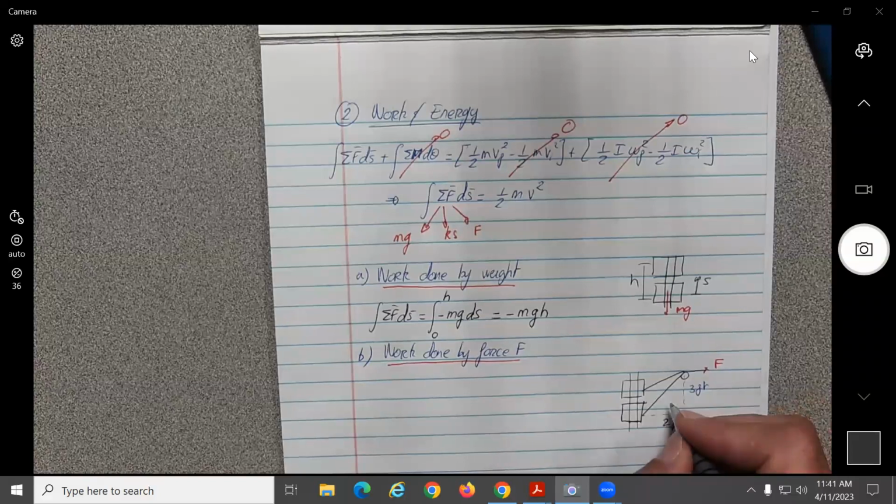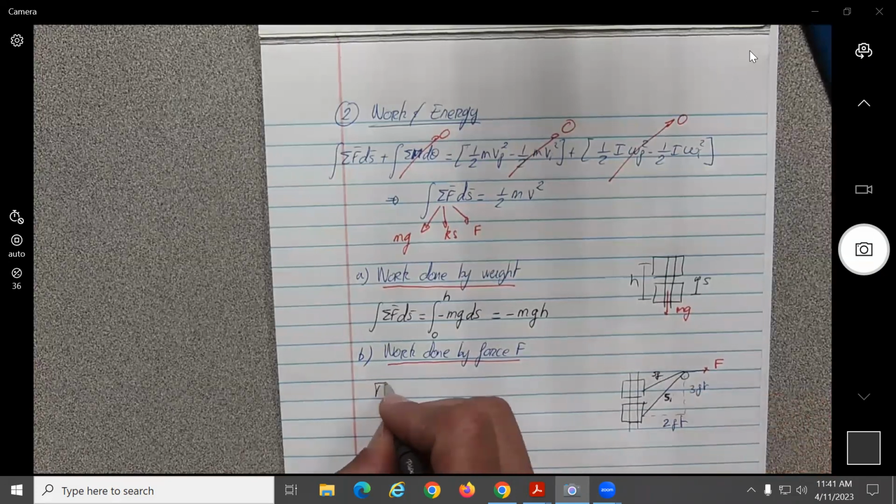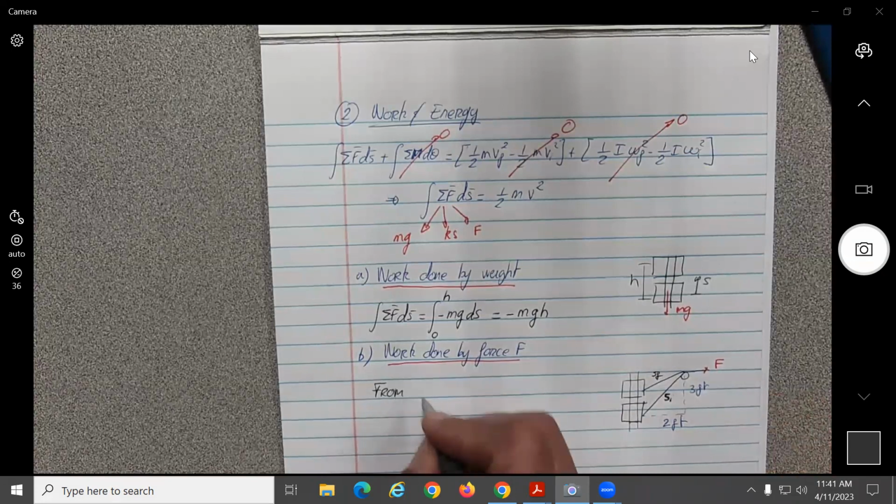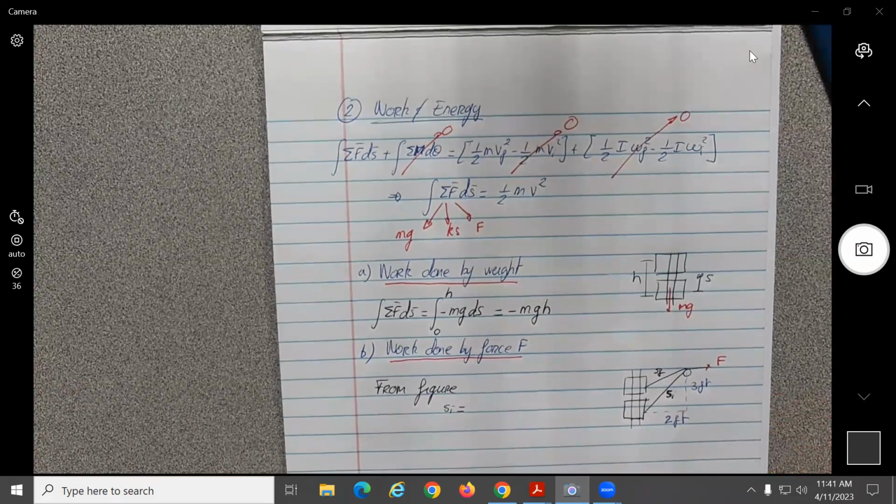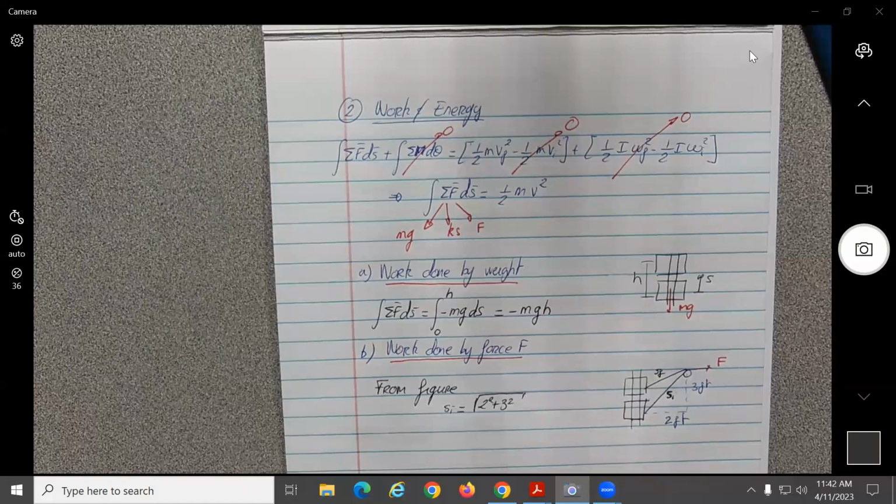Correct. So you want to call this one S initial, and let's call this one S final. So what should S initial be? From the figure, S initial should be equal to what? Basic trigonometry, no? 4 plus 9 is 13, so it's the square root of 13.